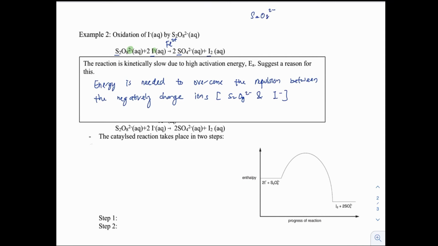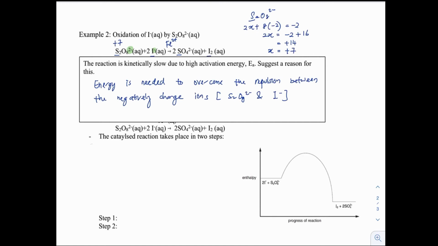S2O8 2-. If you want to know the oxidation number for this sulfur, it will be 2x plus 8 times negative 2 equals negative 2. So we have 2x equals negative 2 plus 16, which equals plus 14. Therefore, x equals plus 7. The oxidation number for this sulfur is plus 7.